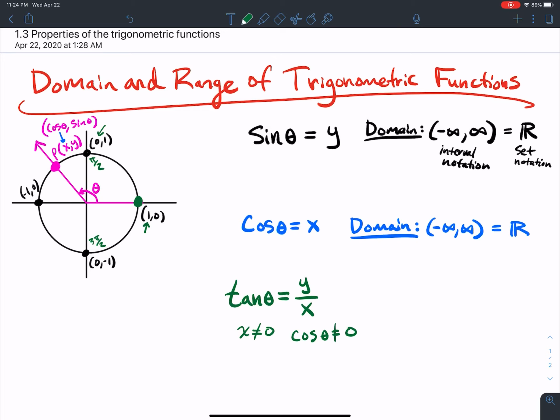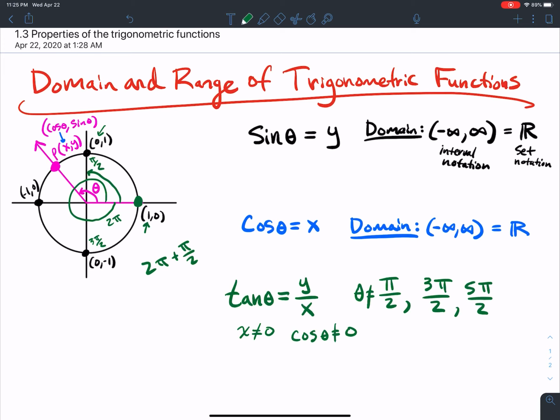Well, let's think about this. For sure, we want to exclude pi over 2. We definitely don't want theta to equal pi over 2. What else do we not want to have? Well, I don't want to have 3 pi over 2. That's a bad one. But what about this? I go all the way around, that's 2 pi, and then I go another pi over 2, so that's pi over 2 plus 2 pi, which gives me 5 pi over 2. I think I'm starting to see a pattern here.